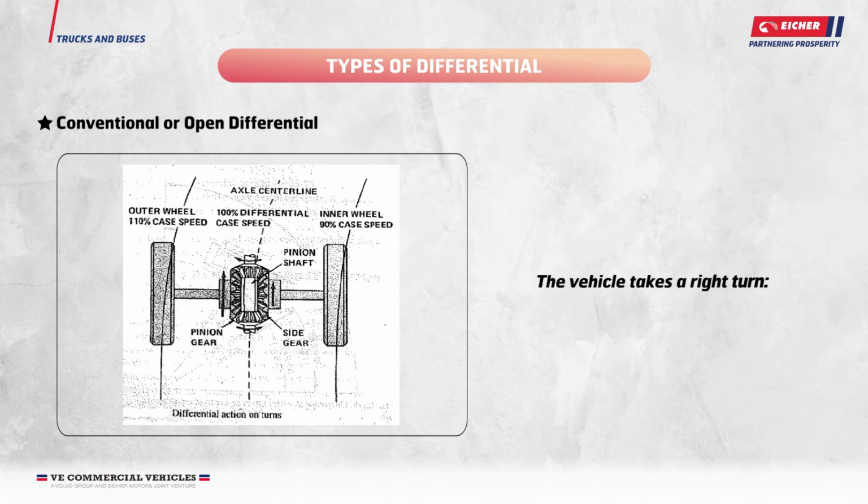Vehicle takes a right turn. Now, consider the case when the vehicle is taking a right turn. The spider gear plays a pivotal role in this case. Along with the rotation of the ring gear, it rotates on its own axis. So, the spider gear has a combined rotation.